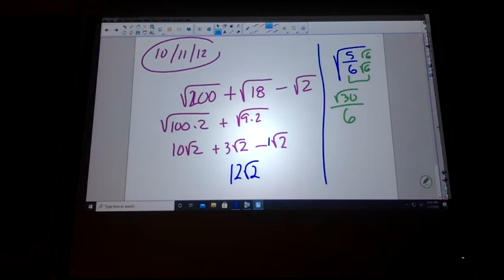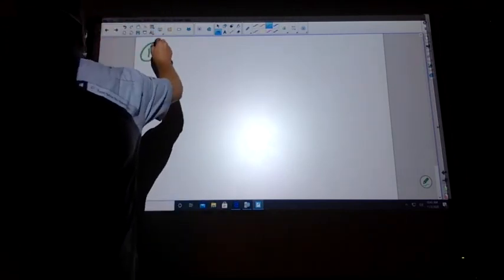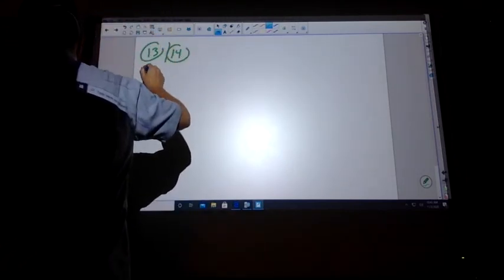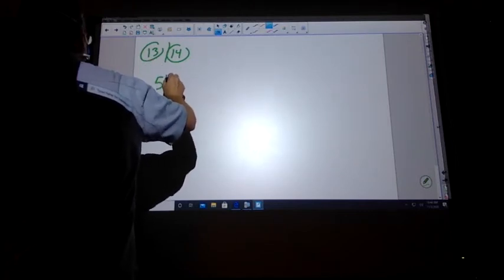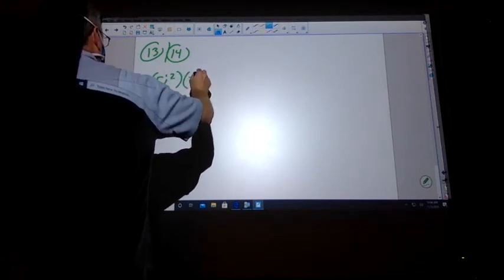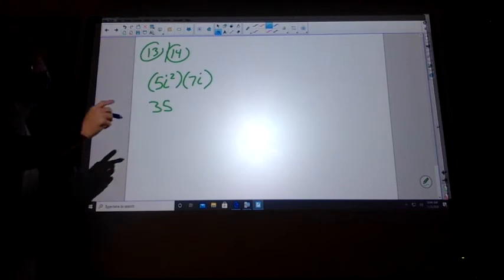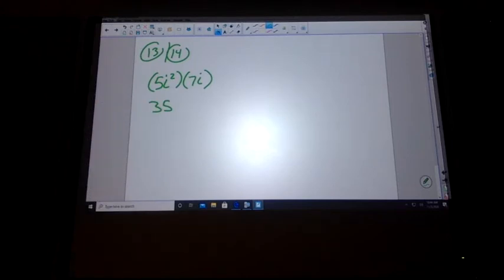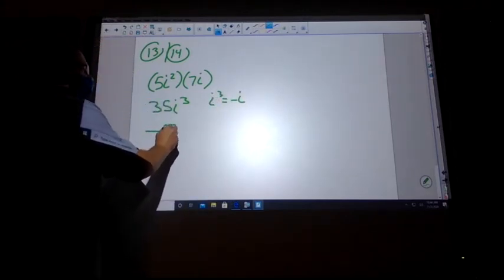Can I move on? 13 and 14 are very similar to what we've done already. One difference might be, how would I do 5i squared times 7i? Could I go 5 times 7? I can. What's i to the second times i to the first? i to the third. i to the third is equal to what? Negative i. So i to the third is equal to negative i. So this becomes negative 35i for an answer.